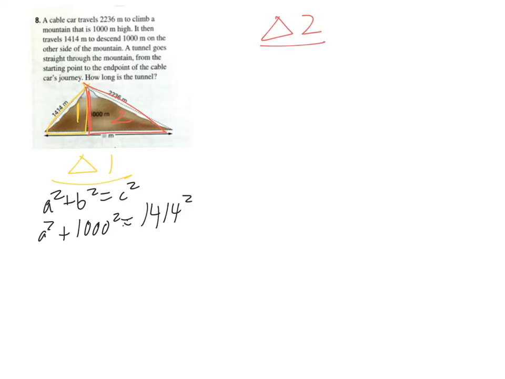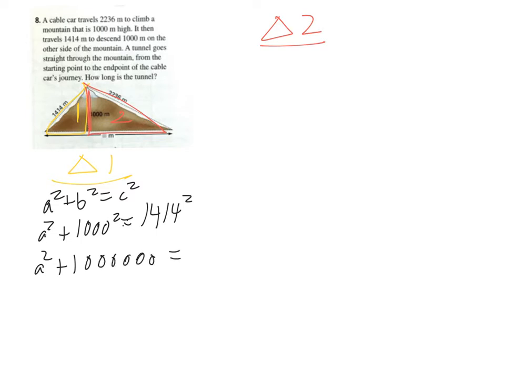So I've set up the formula for triangle 1. We've got a squared plus b squared is c squared, our Pythagorean theorem or relationship. And then what we've got is we've got the b length and the hypotenuse. So I've put in the b length here for 1,000 meters and the 1,414 here for the hypotenuse because it's opposite the right angle. So now I'm just going to evaluate it. So we start working through this. So I have a squared, we don't know what that is. 1,000 squared is 1,000,000.